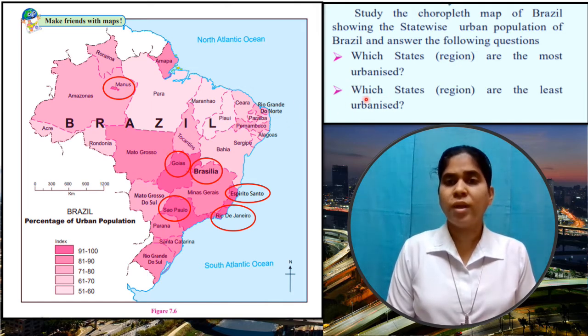Question 2. Which states or regions are the least urbanized? The lighter shade is over here. So we can say Pará, Maranhão and Piauí are the least urbanized states in Brazil.